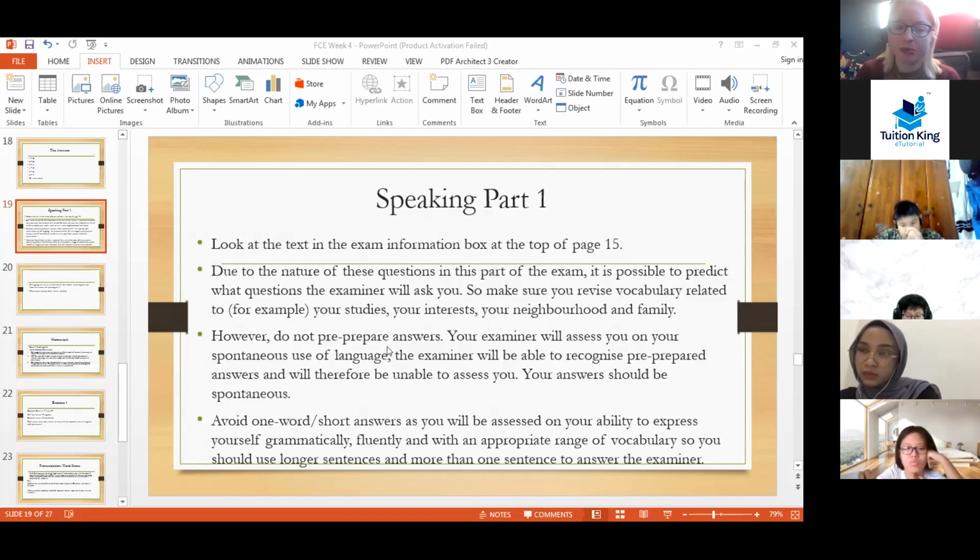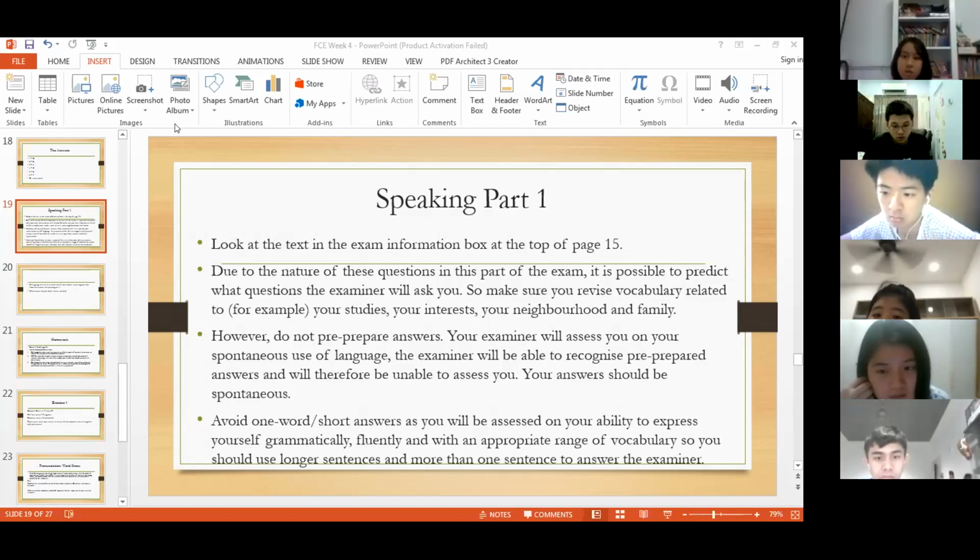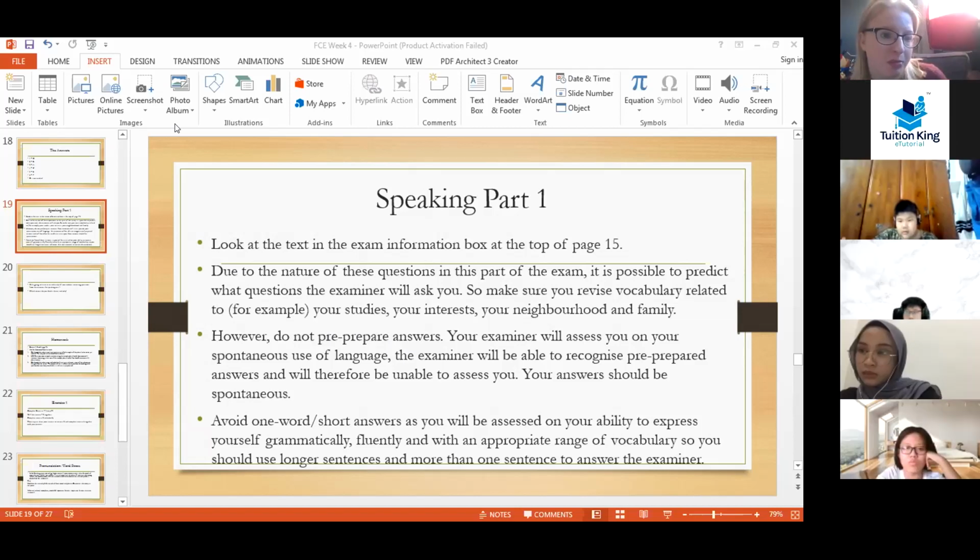Do not pre-prepare your answers, because your examiner is very experienced and is trained to recognize when a student has just memorized their answers. The point of speaking part 1 is to assess your ability to speak spontaneously. If you don't speak spontaneously, then the examiner simply cannot assess you. And that is just simple math.